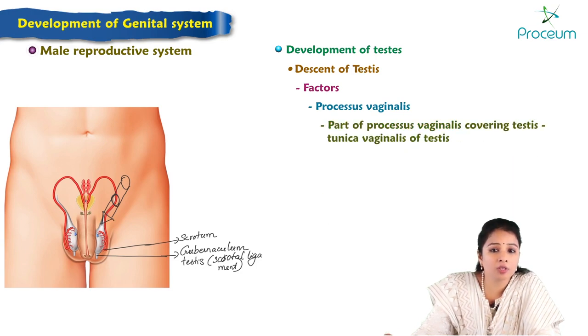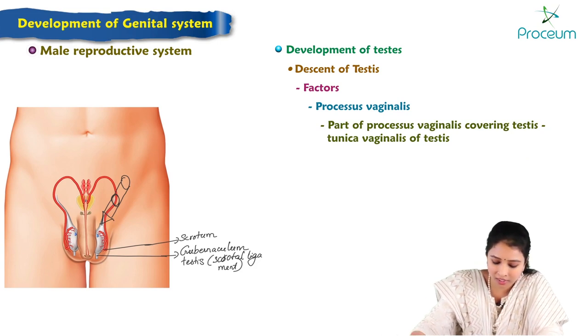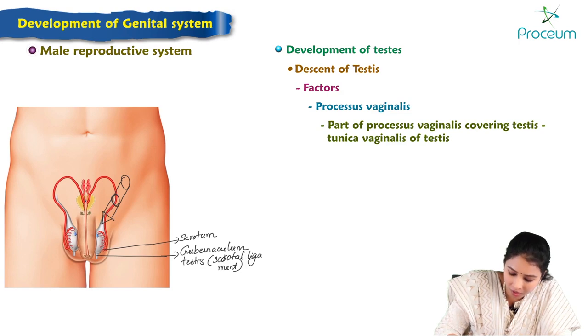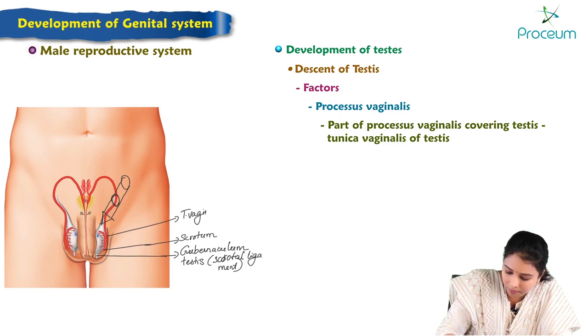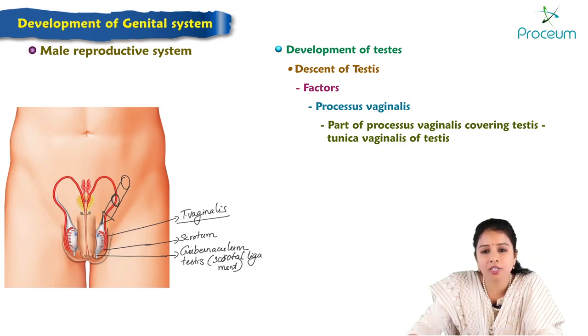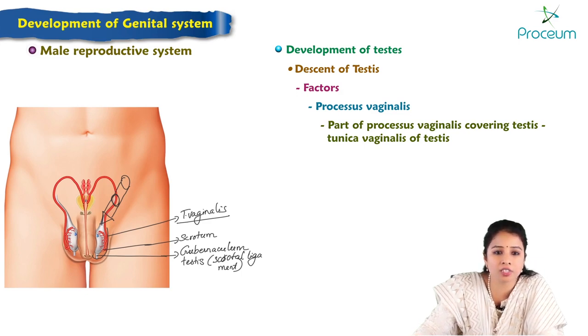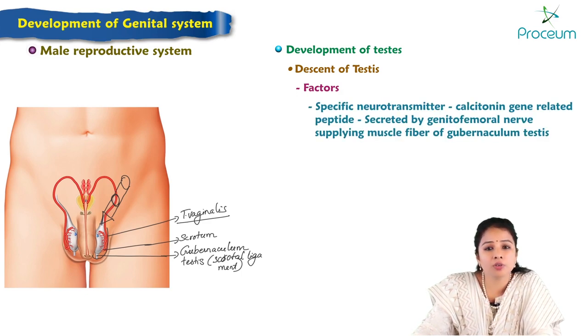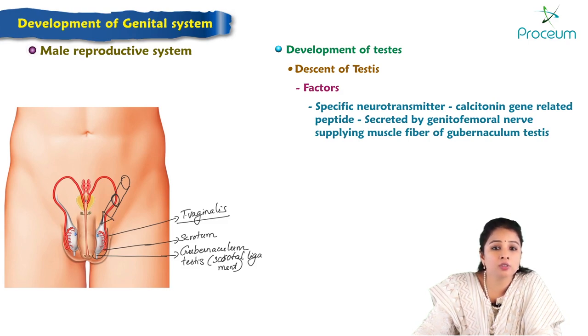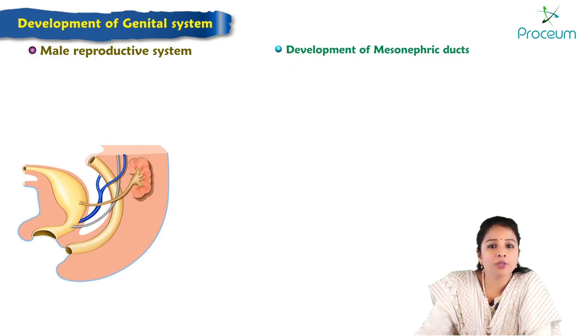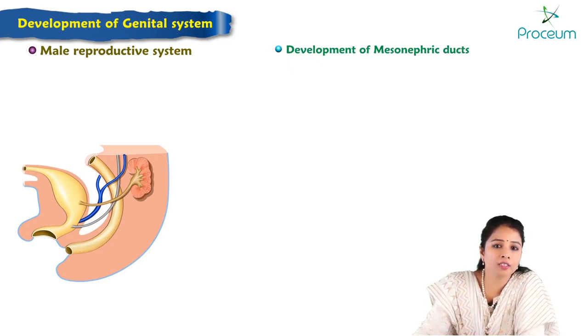And the part of the processus vaginalis that covers the testis is called the tunica vaginalis. So, it forms an outer covering called the tunica vaginalis, which is an actual continuation of the peritoneal cavity embryologically. The next factor is a specific neurotransmitter called calcitonin gene-related peptide, which is secreted by the genitofemoral nerve, supplying the muscle fibers of the gubernaculum testis.